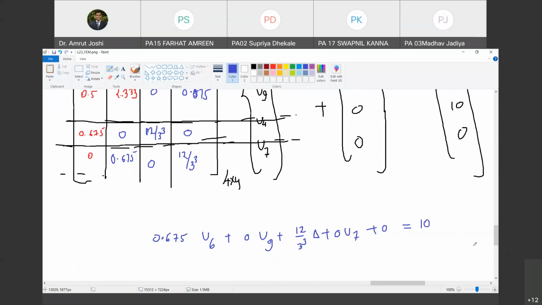We got one equation. Do you agree with me? Now the next equation: 0 into u6 plus 0.675 u9 plus 0 into u4, which is delta, and u7 is also delta. So plus 12 by 3 cube into u7, that is 12 by 3 cube into delta, plus 0 is equal to 0.